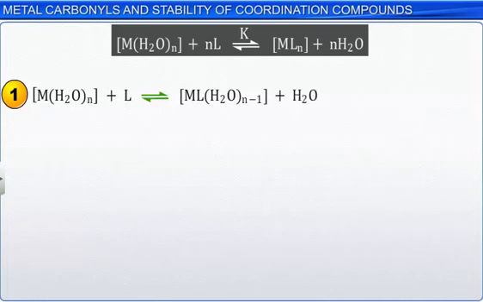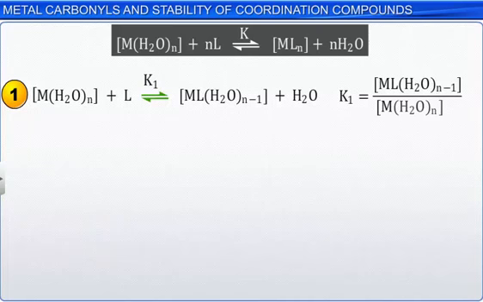The second step may be written as MLH2O(N-1) plus L in equilibrium with ML2(H2O)(N-2) plus H2O. The stability constant K2 for this step is equal to the concentration of ML2(H2O)(N-2) divided by the concentration of MLH2O(N-1) multiplied by the concentration of L.